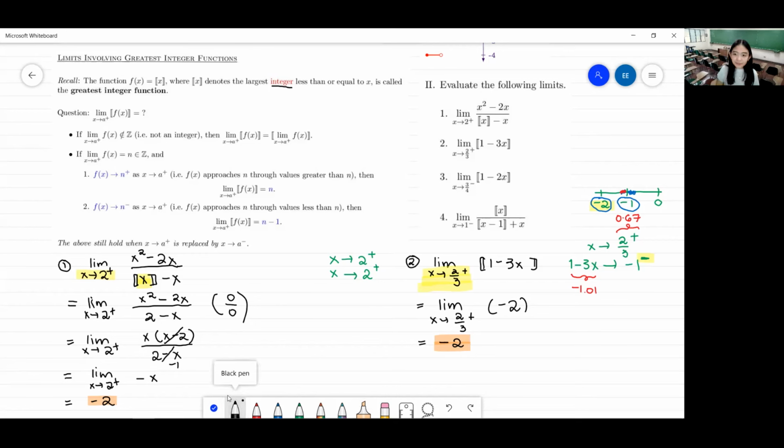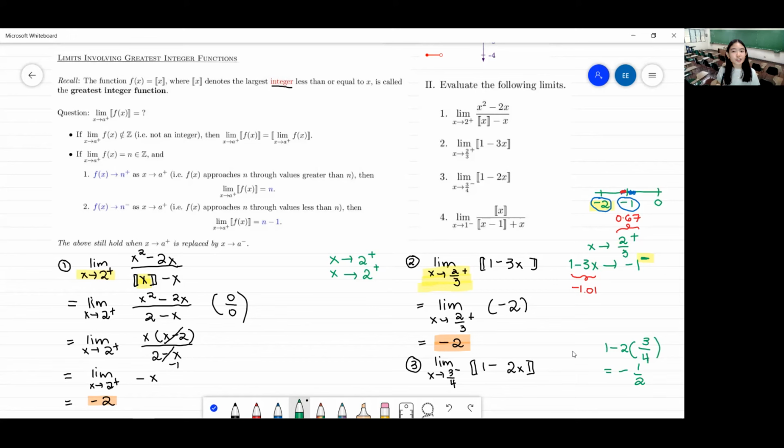Let's go to number 3. So here we are taking the limit as x approaches 3/4. In this case, sa left na. Okay, ng 1 minus 2x. If you try substituting x equals 3/4 here, what do I get? 1 minus 2 times 3/4. Saan yan equal to? It's a fraction, right? It's -1/2. And it's not an integer.